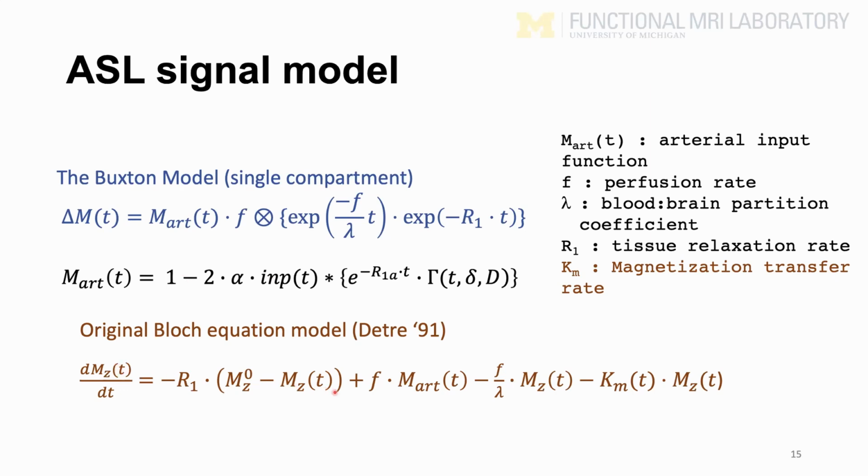It's essentially just the Bloch equation with your T1 relaxation, but you include flow terms for inflow and for outflow. And then, of course, you have to account for the fact that there's going to be a lot of magnetization transfer that arises from the labeling pulses. Okay.